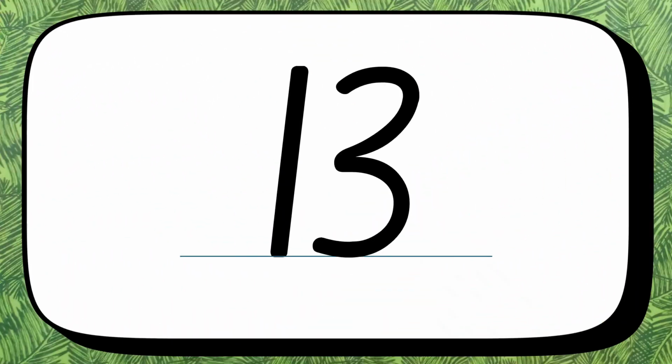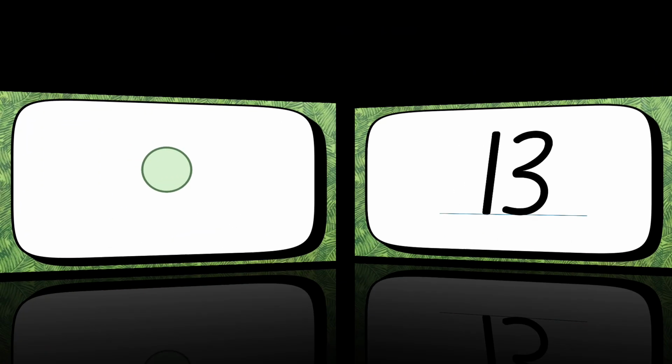It's a two-digit number, a 1 and a 3. Now pointing fingers in the air, let's write the numeral 13. Fingers ready? 1, 3, 13. Let's record lots of ways to show 13, starting with the numeral.